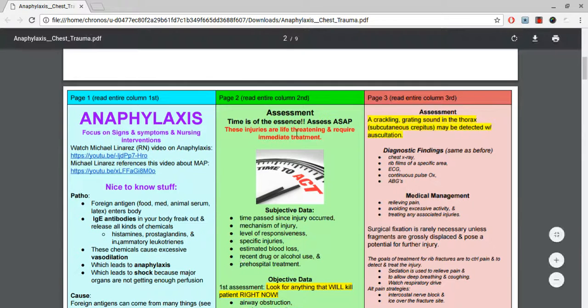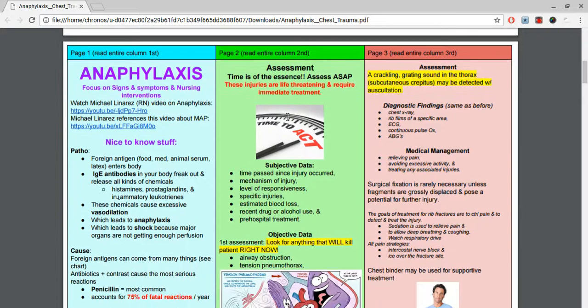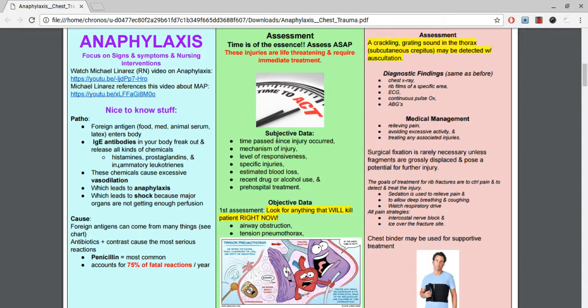All right. Assessment. Time is of the essence. Assess as soon as possible. These injuries are life-threatening and require immediate treatment, okay? So whenever you have a patient that got into a car accident and suffered a chest trauma, like he rammed his chest against the wheel or anything like that, this patient's most likely going to come to the ER and you need to assess this patient really fast, because these people can die really quickly. In fact, some people are dead on arrival. So as soon as possible, try to get to these patients and assess them so that we can do the appropriate interventions for them.